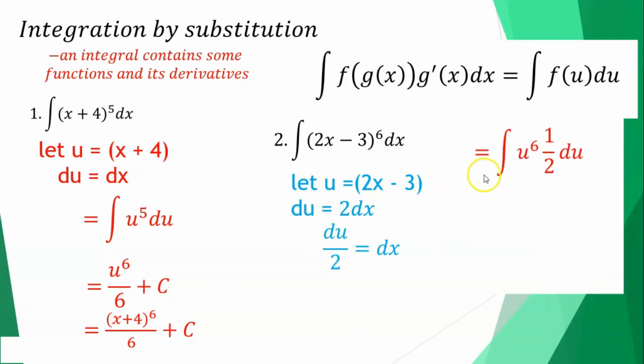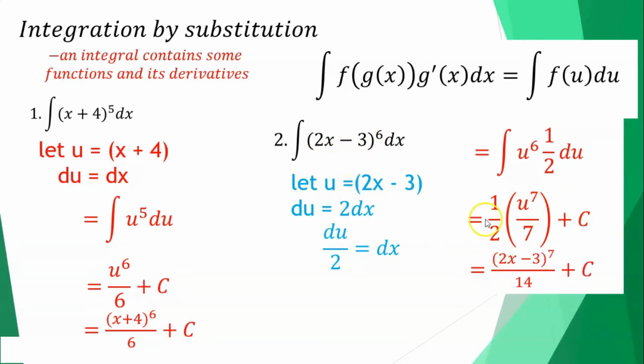So take note, substitute. So the integral of, replace 2x minus 3 by u, then to the power of 6, then dx will be replaced with du over 2, or that's 1/2 du. So 1/2, write it before the integral, and we can have u to the power of 7 over 7 plus c. So replace u with the given here, so that would become 2x minus 3 to the power of 7 over 2 times 7, which is 14, plus c.